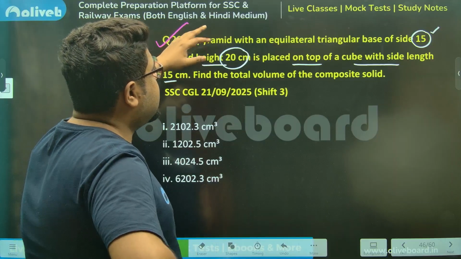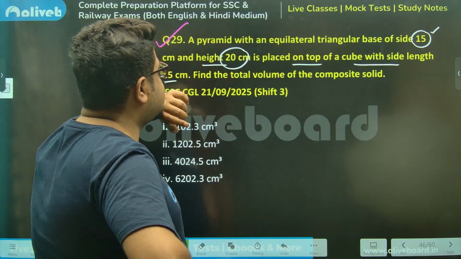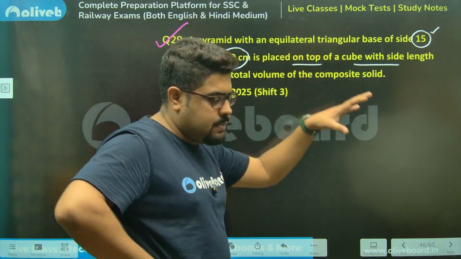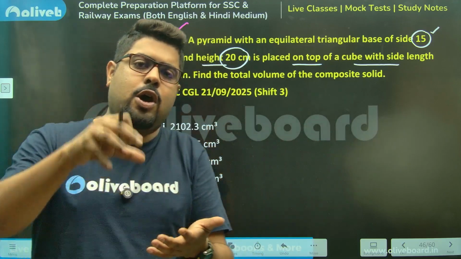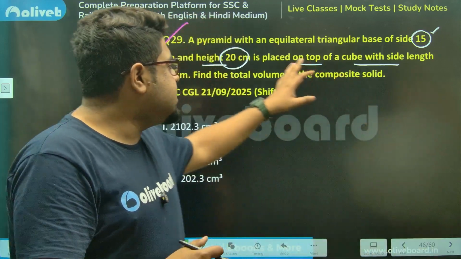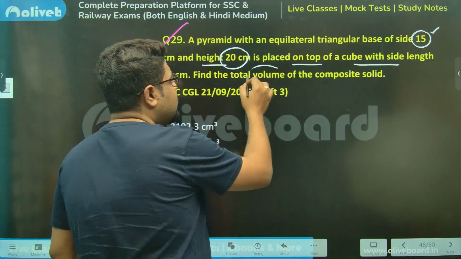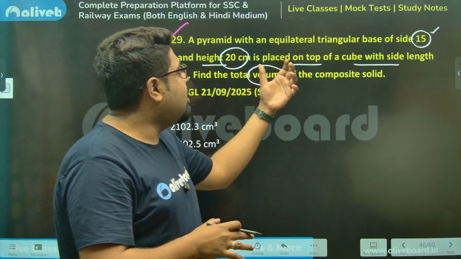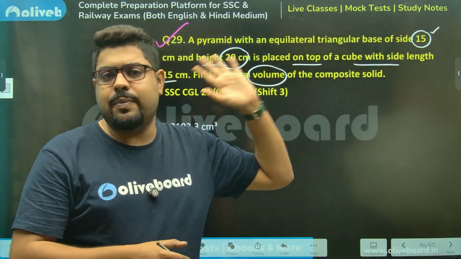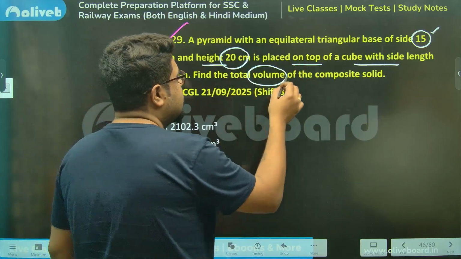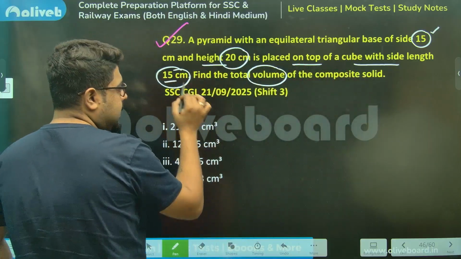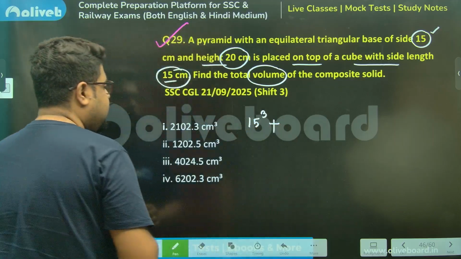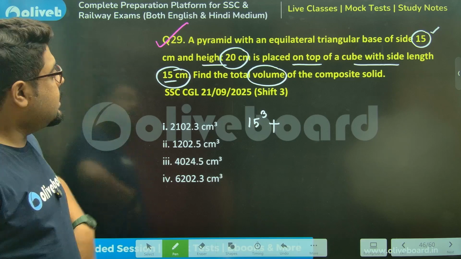Okay, pyramid with a triangular base, an equilateral triangle. So again, it will be one pyramid on top of the cube. For the composite solid, they're asking volume, so we don't need to think about how it looks. So volume of the cube plus volume of the pyramid. Volume of the cube will be what? Cube of side length 15. So it will be 15 cube, sir, plus the volume of the pyramid.